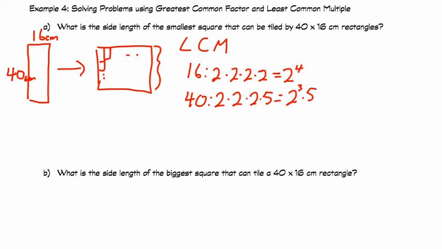So our least common multiple has to have a 2, and the highest power in the two factorizations is a 4. Our least common multiple also needs a 5, and our highest power is a 1. So our least common multiple is 2 to the power 4 times 5, which is equal to 80. So the smallest square that can be tiled by 40 by 16 centimeter rectangles has a side length of 80 centimeters.